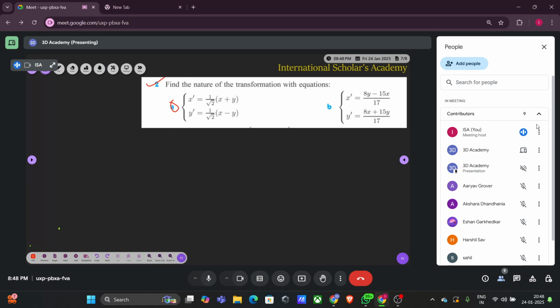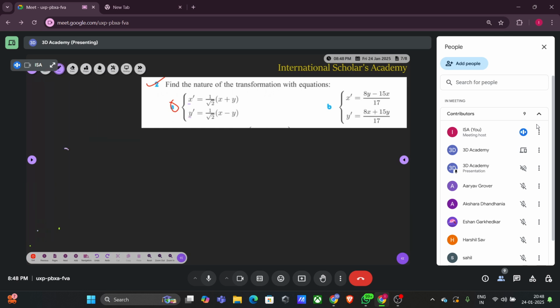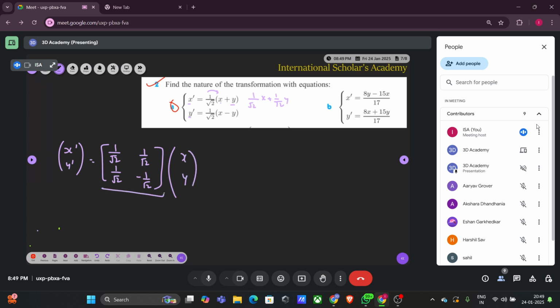How do we solve this question? Yesterday we discussed in class: whatever is given like x dash, y dash, is nothing but your image matrix. And whatever are the coefficients of x and y. Here the coefficient of x is 1 upon root 2, and the coefficient of y will also be 1 upon root 2, because if you multiply them in between, you will get 1 upon root 2 x plus 1 upon root 2 y. So we are just writing their coefficients. Here I'll get 1 upon root 2 and here minus 1 upon root 2, and here I'll write x and y. So this is my transformation matrix.